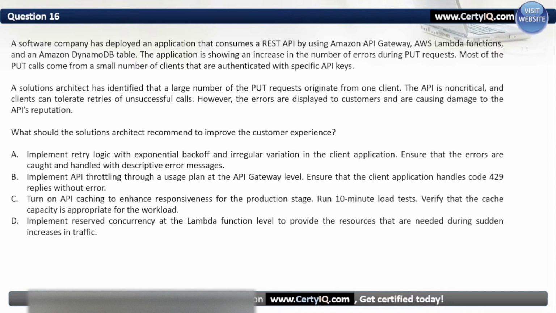The API is non-critical and clients can tolerate retries of unsuccessful calls. However, the errors are displayed to customers and are causing damage to the API's reputation. What should the solutions architect recommend to improve the customer experience? The correct option is B. Implement API throttling through a usage plan at the API Gateway level. Ensure that the client application handles code 429 replies without error.